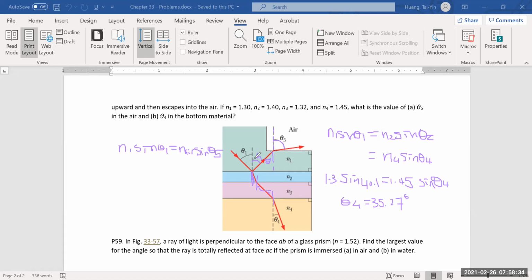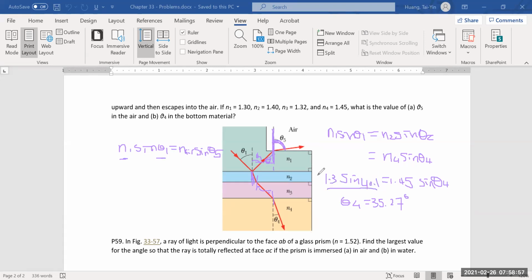This angle is equal to this angle is equal to that angle. So this is the angle of incidence, and this is your angle of refraction. So the angle is always in reference to the normal. This is our reference line. So this is the angle, this is the angle. Okay, so your N1 is 1.3, and then your theta 1 is 40.1.